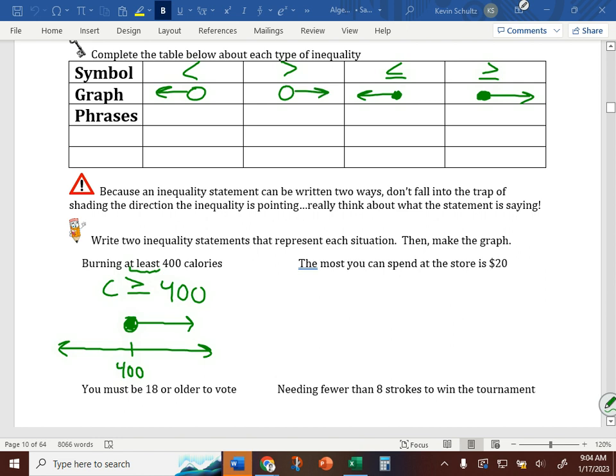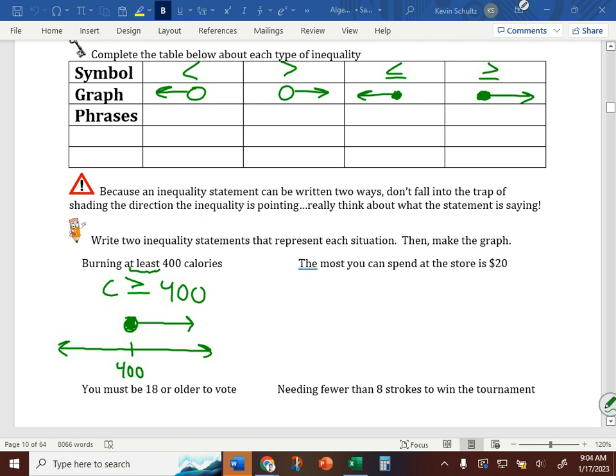Because just less than or just greater than, it's not including the original value. If I said I want to burn more than 400 calories, 400 is not more than 400. So it would have to be an open circle. I wouldn't want to start at 401 because 400.5 is still more than 400, right? So I still want to start at 400. It would be an open circle rather than closed.